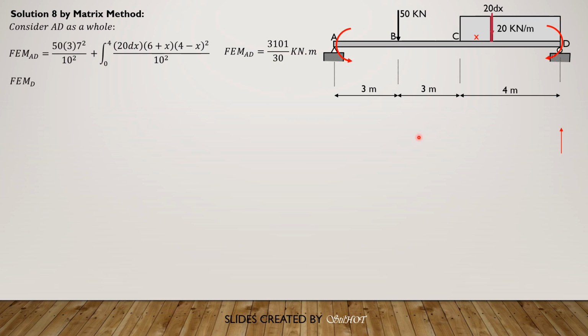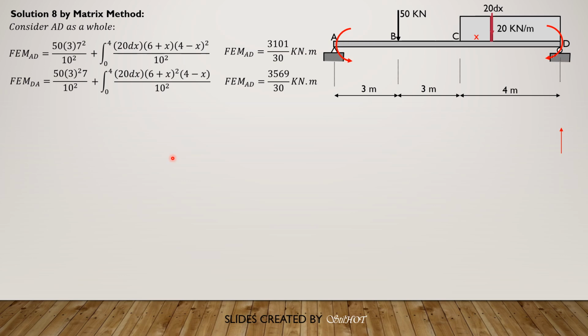Likewise, fixed moment DA is equal to 50 times 3 square, 7 over 10 square, plus integral 0 to 4, 20 dx, 6 plus x, quantity square, 4 minus x over 10 square. So combining again, we have fixed moment DA equals 3569 over 30 kilonewton meter.